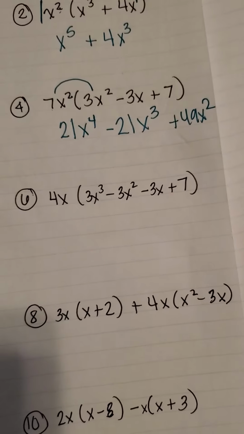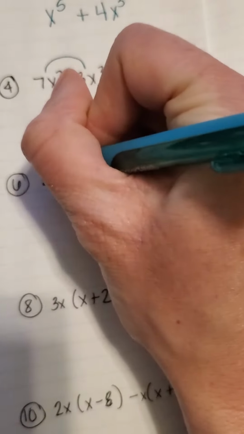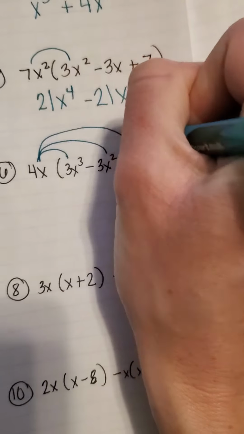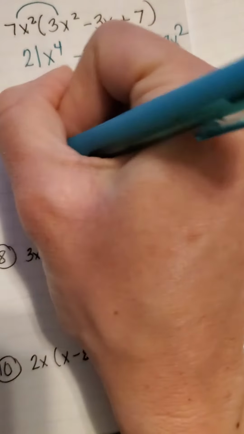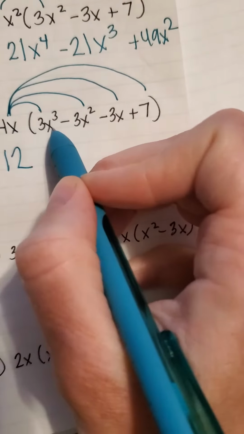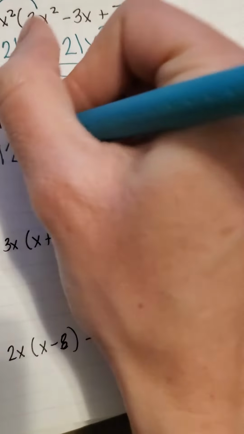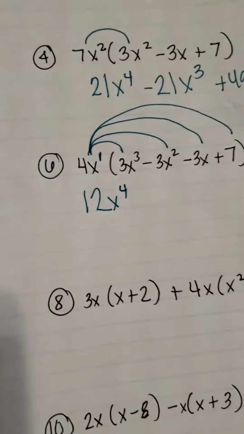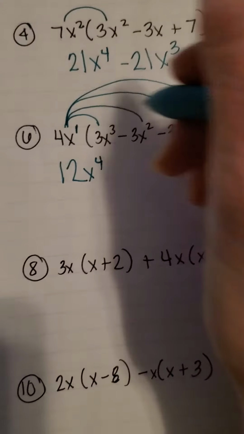If I go and look at number 6, this one again only has one term out in front, that monomial. So I go and multiply. 4 times 3 is 12. And then I add those exponents together. Again, there's a 1 there. And if you keep on forgetting that, put it in there until it gets stuck in your head.